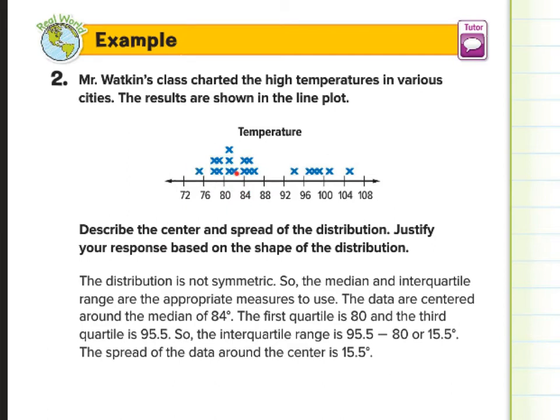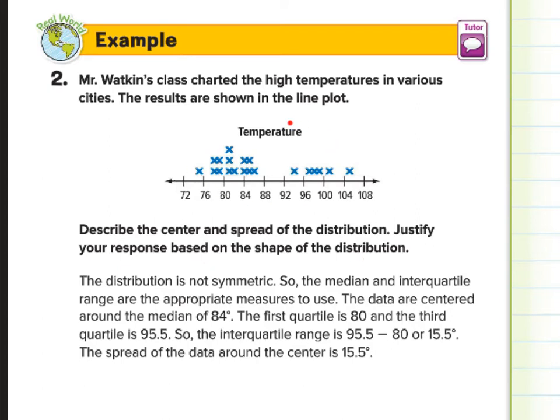Okay? Because it is not symmetric, then the best measuring tool would be to use the median to describe the center and the interquartile range to describe the spread. So let's see. Describe the center and spread of the distribution. Justify a response based on the shape of the distribution.